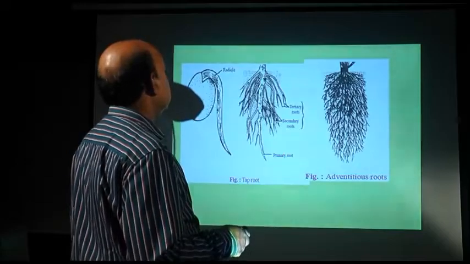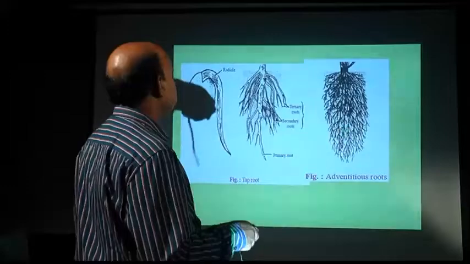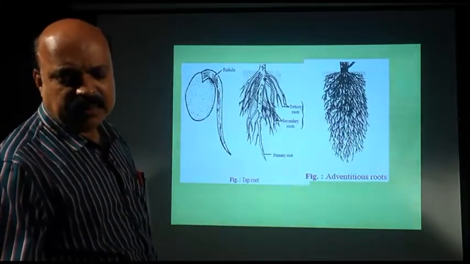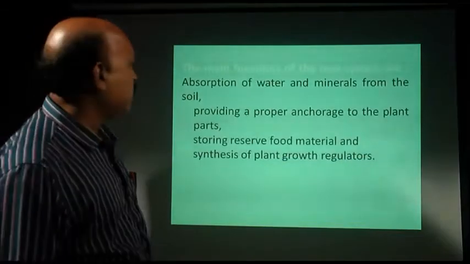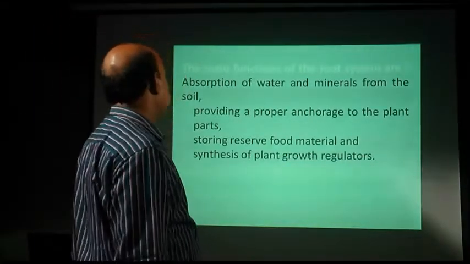Here, instead of a taproot, roots arise from the base of the stem, and so it is called an adventitious root. Adventitious root is a very common feature in monocots, whereas the taproot system is a very common feature in dicots as well as gymnosperms.